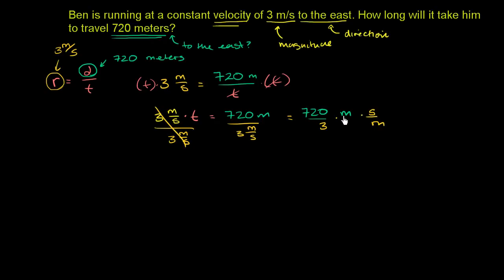And so what you're going to get here, the meters are going to cancel out. And you're going to get 720 divided by 3 seconds. So what is that? 720 divided by 3. 72 divided by 3 is 24. So this is going to be 240. And it's going to be 240 seconds. That's the only unit we're left with. And on the left-hand side, we just had the time. So the time is 240 seconds.